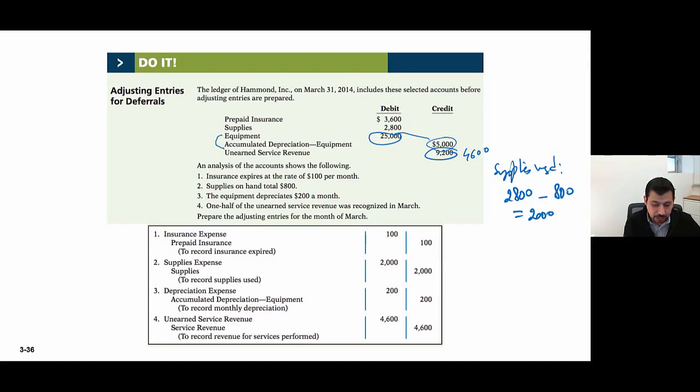This is why unearned service revenue is now basically earned service revenue. So the unearned service revenue account decreases by 4,600, and the service revenue increases by 4,600. As a result, the adjusting entry would be to debit unearned service revenue and credit service revenue, and this is to record revenue for services performed.